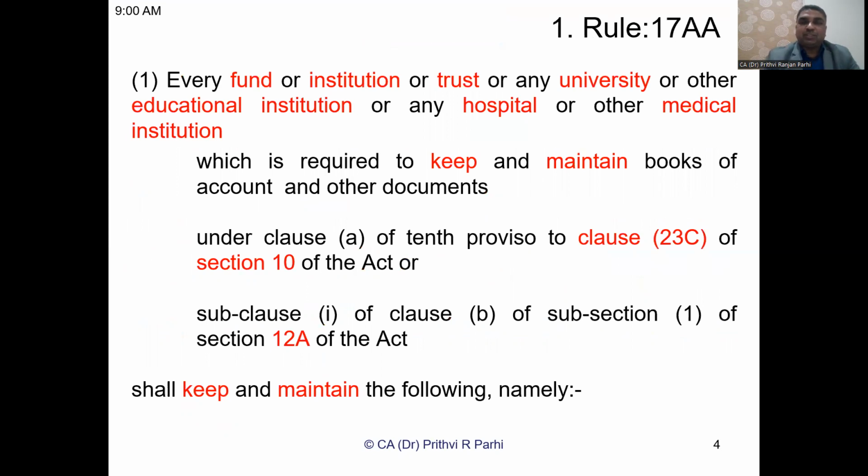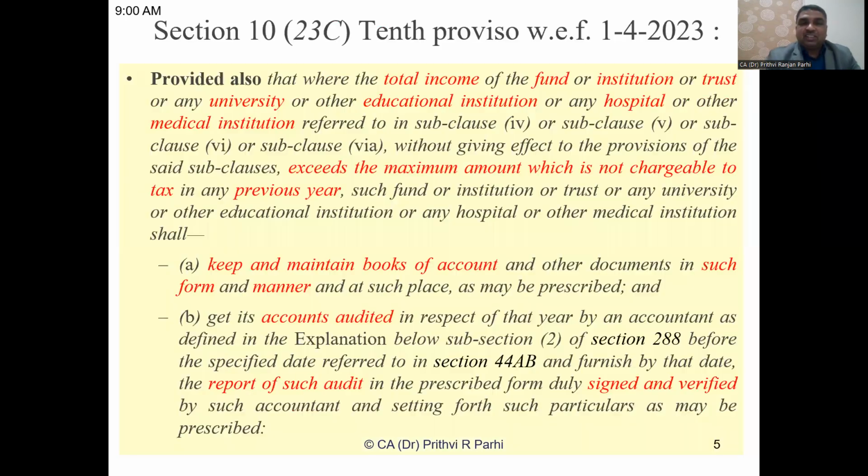First of all, the first sub-rule says every fund or institution or trust or any university or other educational institution or any hospital or other medical institution which is required to keep and maintain books of account and other documents under the tenth proviso to Clause 23C of Section 10 of the Act, Act here meaning the Income Tax Act, or sub-clause 1 of Clause B of sub-section 1 of Section 12A of the Act, shall keep and maintain the following. So it is referring to two sections: Section 10(23C) and Section 12A. If you look at the text of these sections, it is very easy to understand.